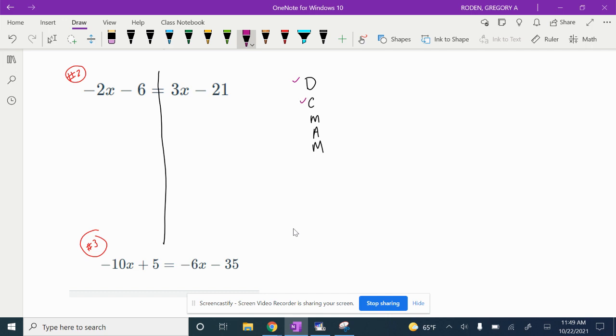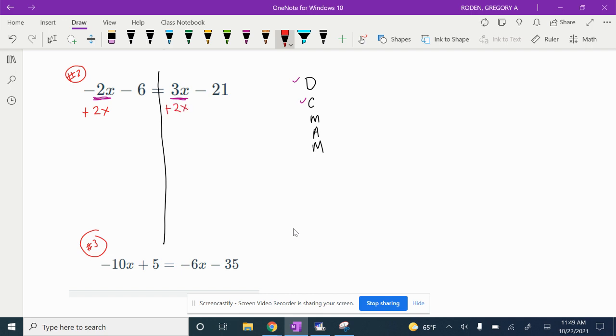Let's move on. Okay, so this is where I need to move variables to one side. Well, I've got a negative 2x over here, and I've got a 3x. And Mr. Roden always likes to attack the weaker variable. Well, negative 2 is weaker than 3, so I want to make a negative 2x into a 0. How do I make a negative 2x into a 0? I add 2x to both sides.